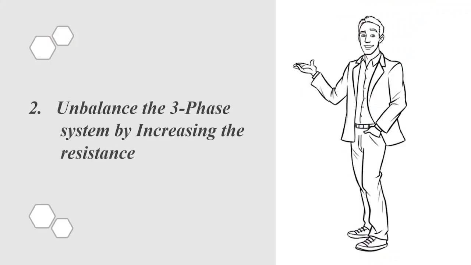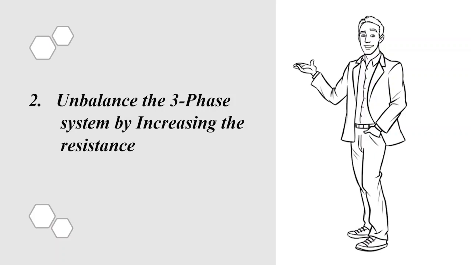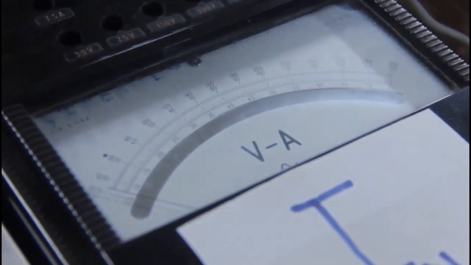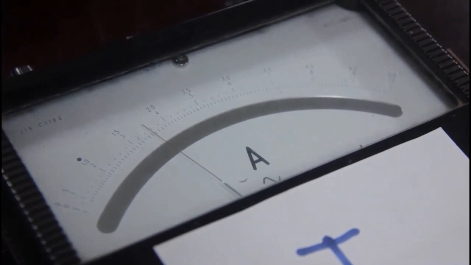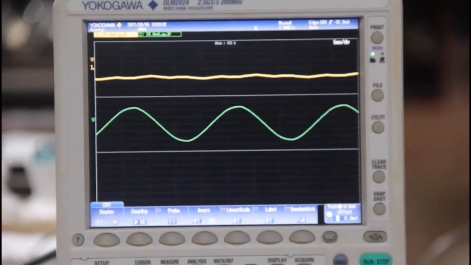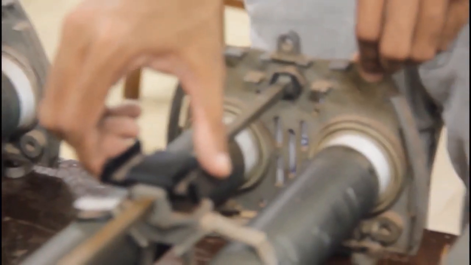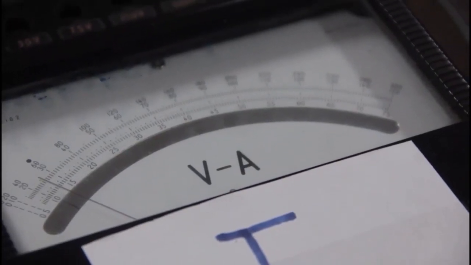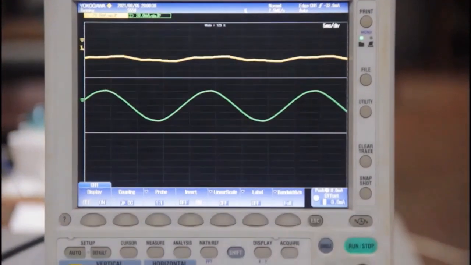Now, let's make the imbalance of the three-phase system by increasing the resistance. First, notice the balanced three-phase system. Then start increasing the resistance. Observe the neutral current reading and phase current reading. Monitor the change in neutral current.